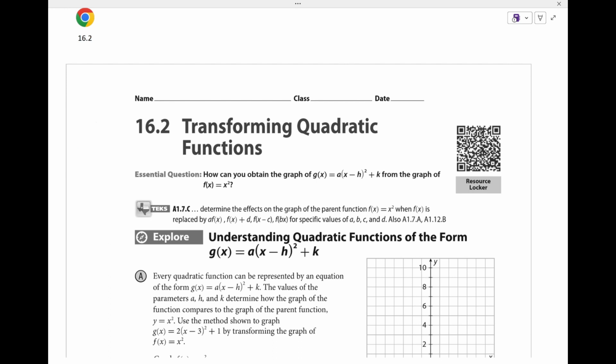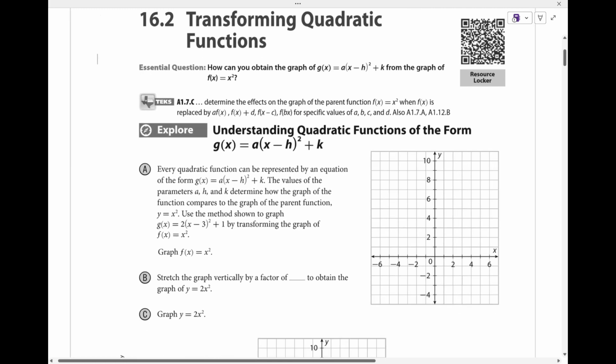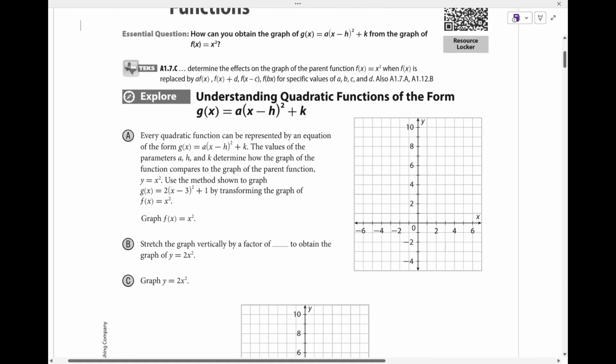So this lesson we're going to do a little bit more transforming, meaning moving the graph. So part A here, every quadratic function can be represented by an equation of this form. So g of x is equal to a, and then in parentheses x minus h, and then the whole thing is squared, plus k.